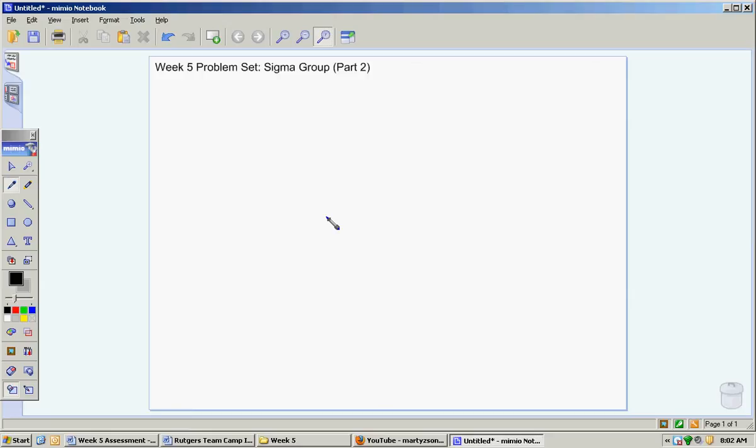Part 2, Week 5, Problem Set, Sigma Group. Going through problems 7 through 12. The first one, talking about a 30, 60, 90 triangle. Anytime I'm dealing with that, I'm drawing it. I like to draw things. It makes me understand geometry problems a lot better.